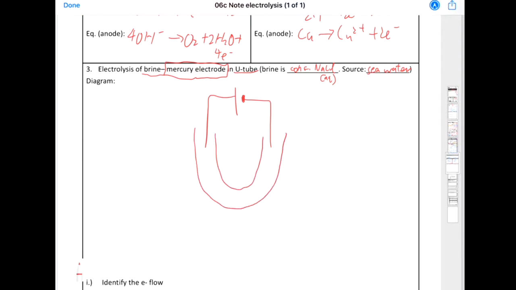A U-shaped tube. For mercury, being a liquid with a high density, it will sink to the bottom. And then in this setup, on one of the sides we will use water to cover it. And for the negative pole, we will use a wire with a plastic coating.